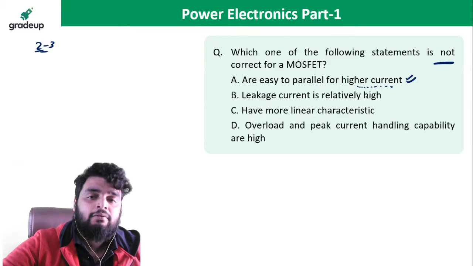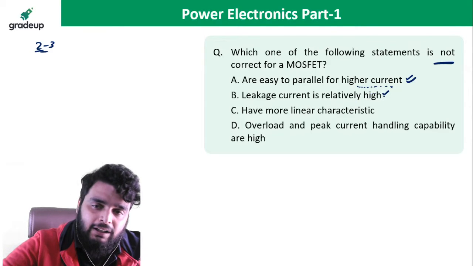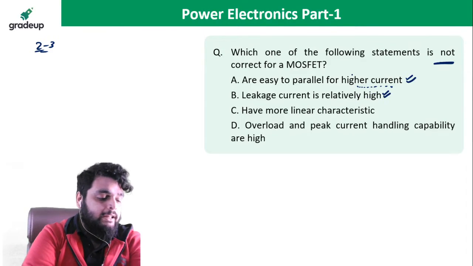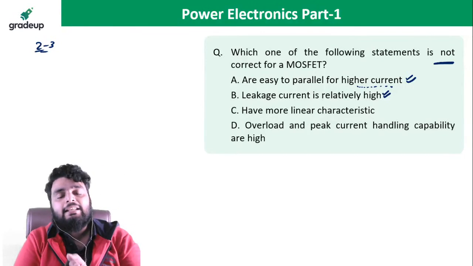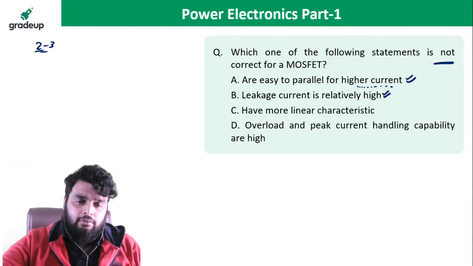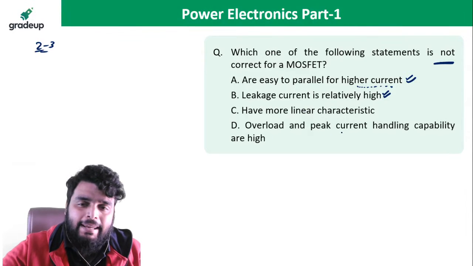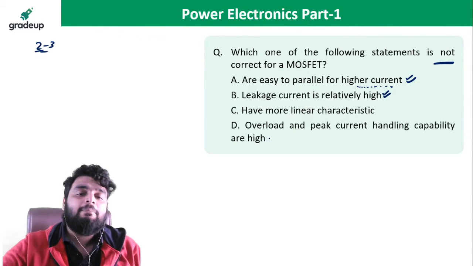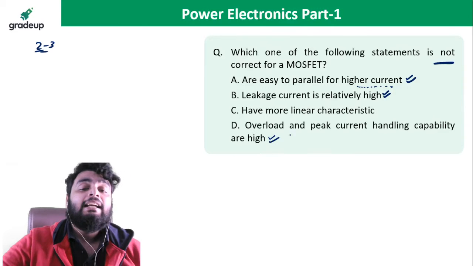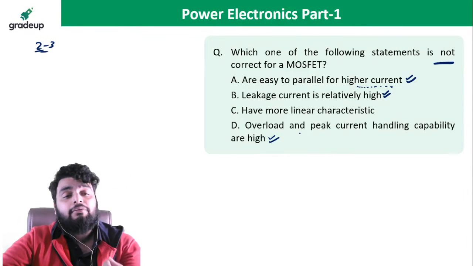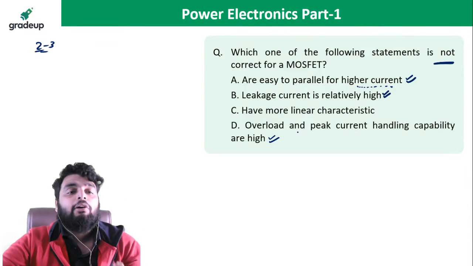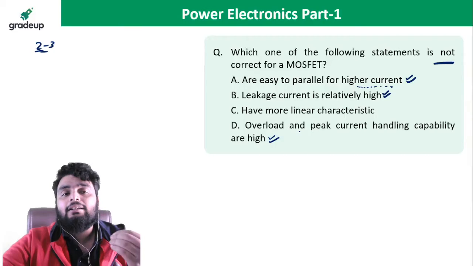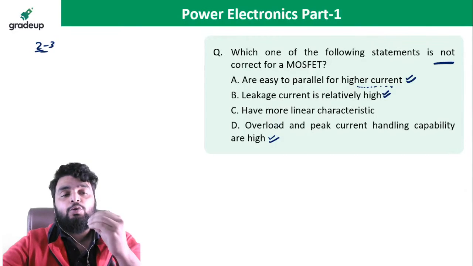Leakage current is relatively high. It is one of the disadvantages, but for a MOSFET it is true that leakage current is high. The option overload and peak current handling capacity are high. Beta, this is also correct. That's why we use the MOSFET in switching, because it can handle the peak current and overload current. If it cannot handle these types of currents, then you cannot use them in a switch.